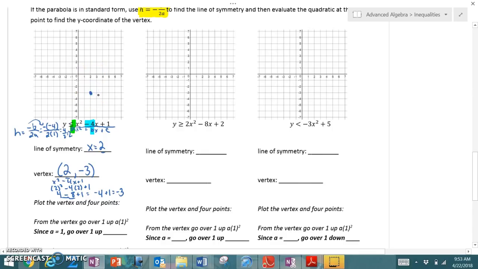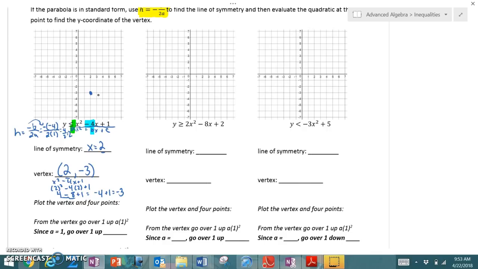So that right there is the only difference between graphing a vertex form quadratic inequality and a standard form quadratic inequality, and that is finding the vertex. If it's in vertex form, you can just see it from the equation. If it's in standard form, you do have to calculate it by doing negative b over 2a to find the x component, plugging that back into the equation to find the y component.